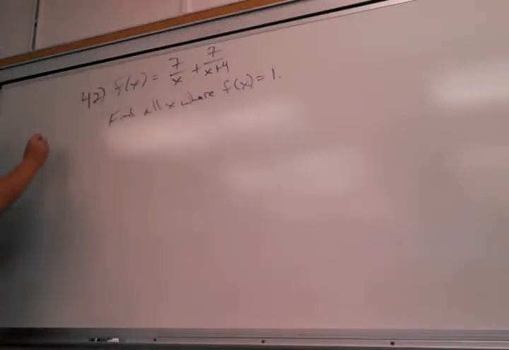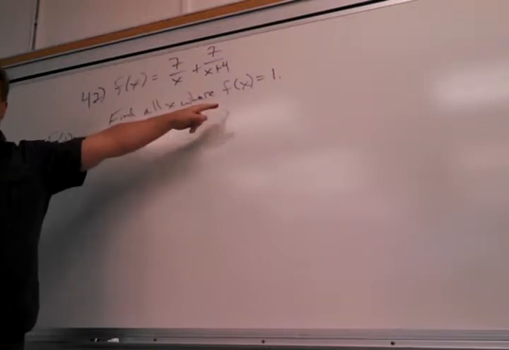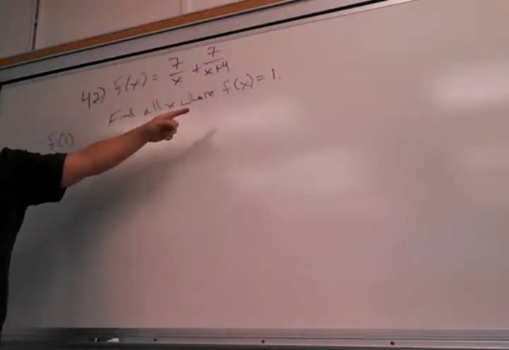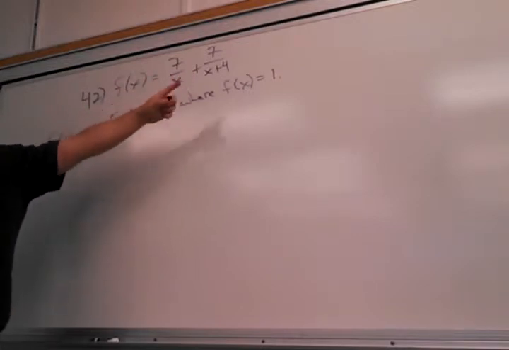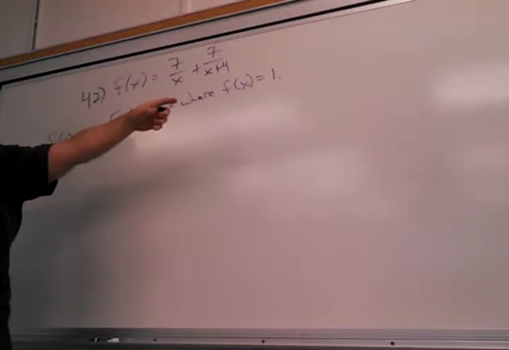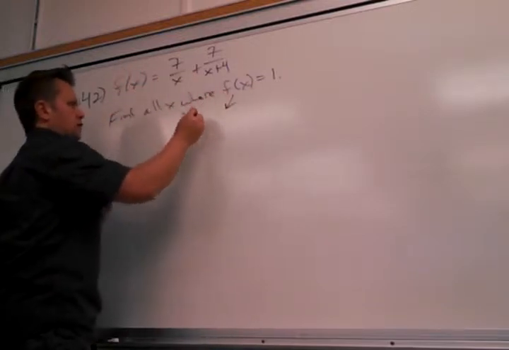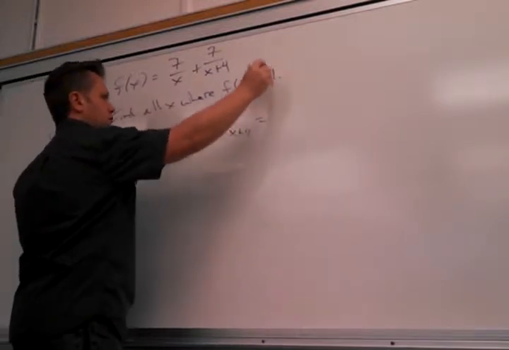So if you plug a 1 in, you're answering a different question. That question would be find f of 1. Then you would plug a 1 in, right? But this one says find where f of x equals 1. What is f of x? I want f of x to be 1, but what is f of x? So replace that with what it is. And you want that to equal 1.